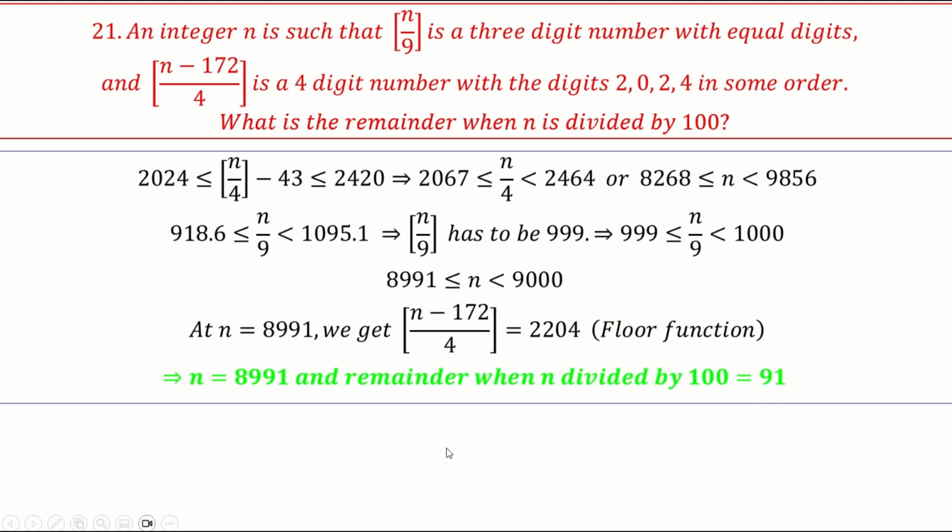So this is more of a number analysis, it's just number theory. I would say this is medium for a 5 marks question. Let's do the next.